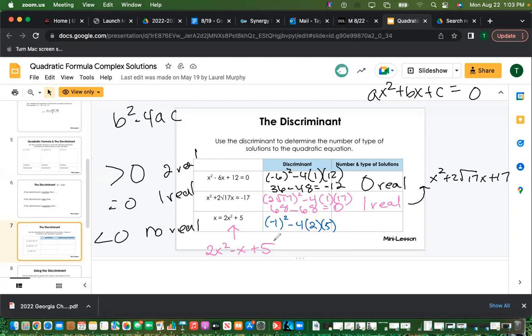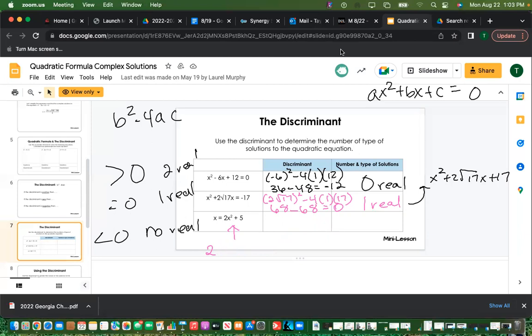So this is going to give me a +1 minus 4 times 2 times 5. So that's going to give me a -8 times 5, which is going to give us... let me rewrite this the other way, because otherwise we're going to get something crazy.